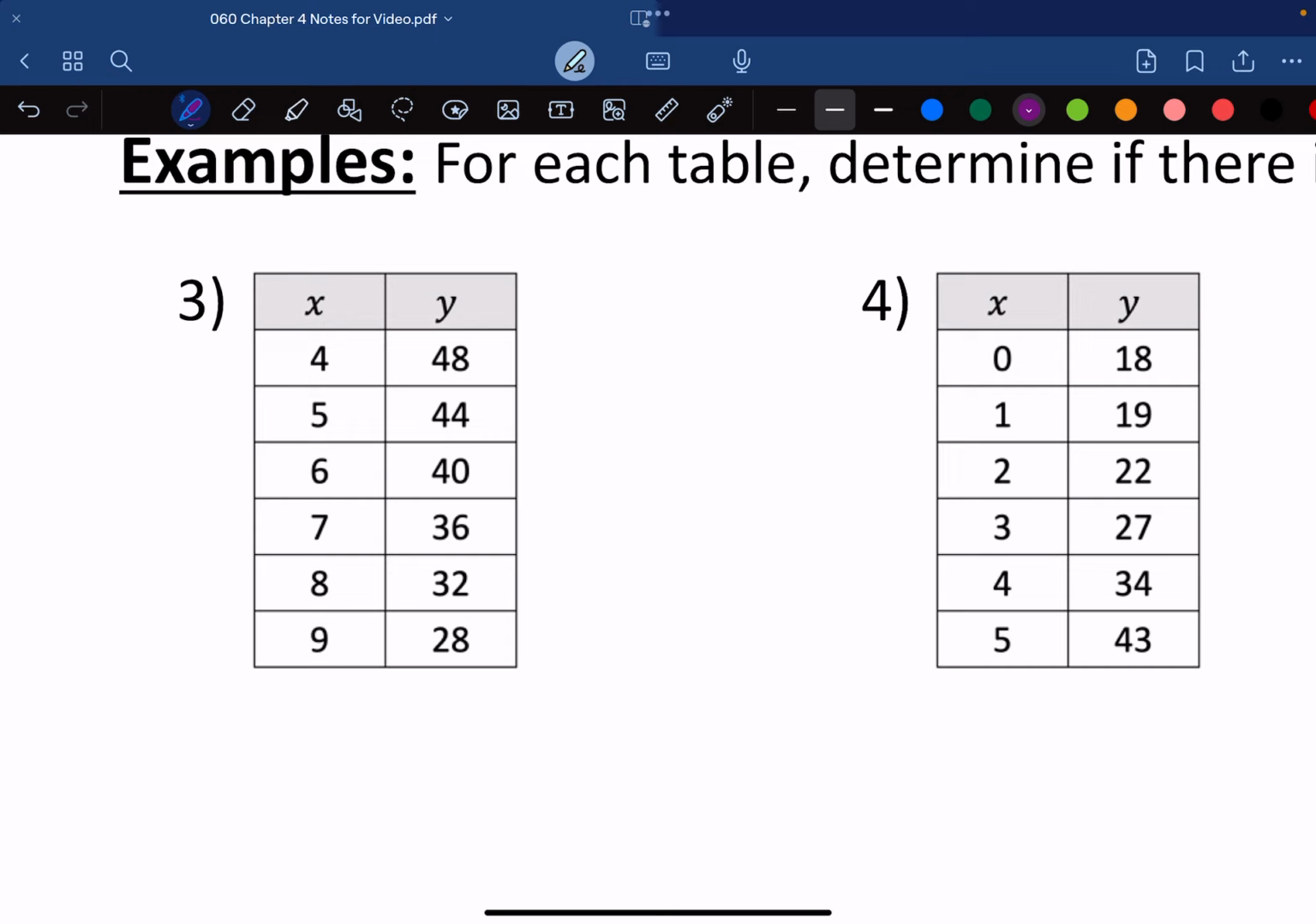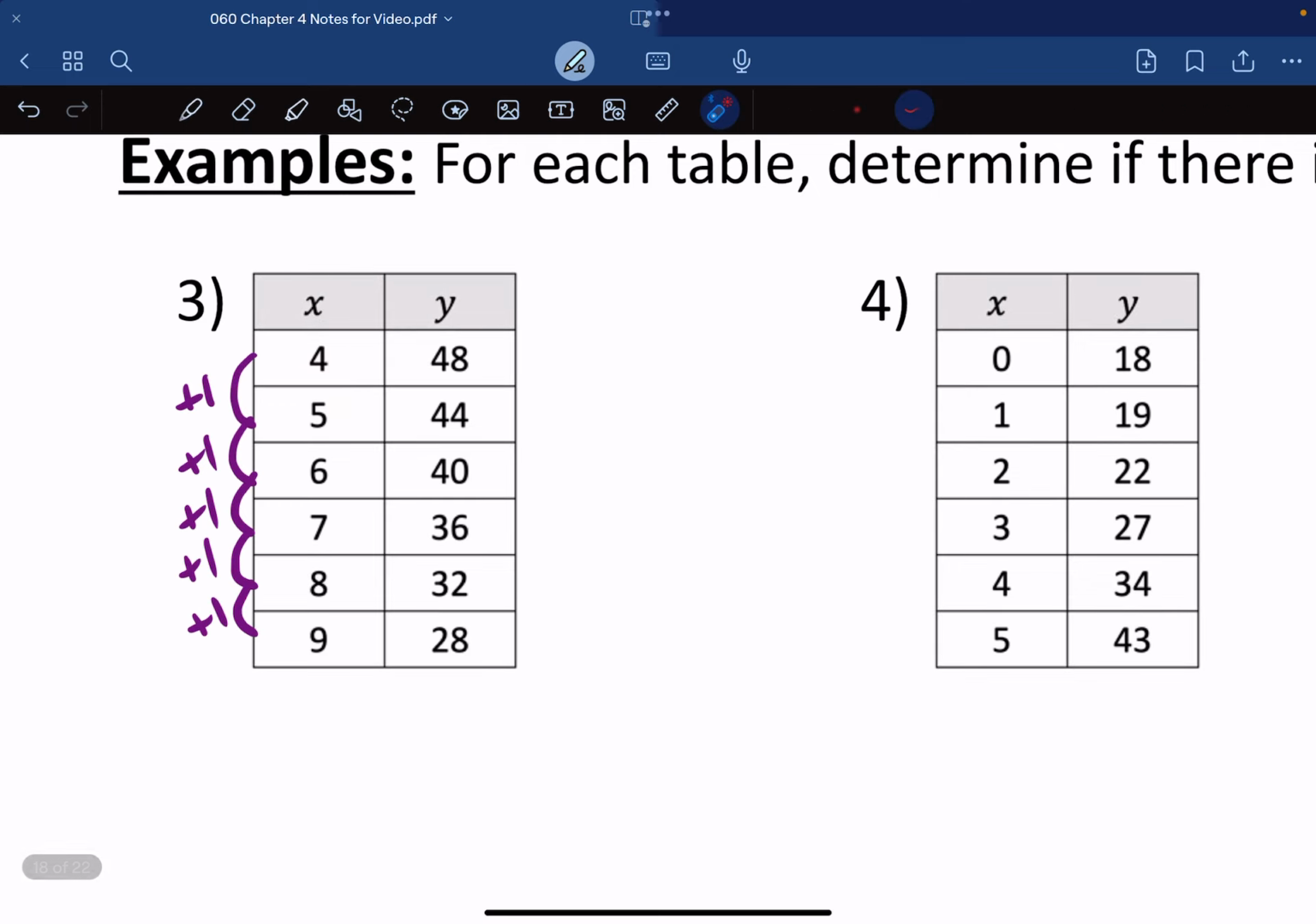So focusing on the left side first, when we go from one row to the other, each of these is increasing by 1 unit. Going from 1 to 4, from 4 to 5, 5 to 6, 6 to 7. Each time is going up by 1. And if the right side, the y values, are all increasing or decreasing by the same number, by a constant rate, then we know that this is linear.